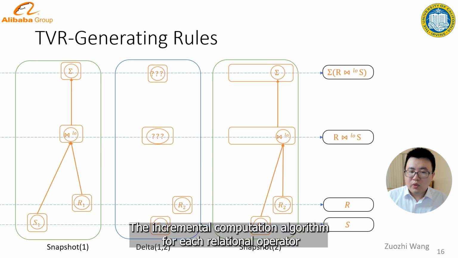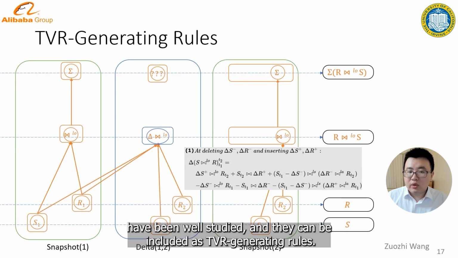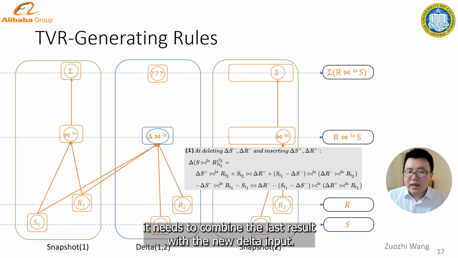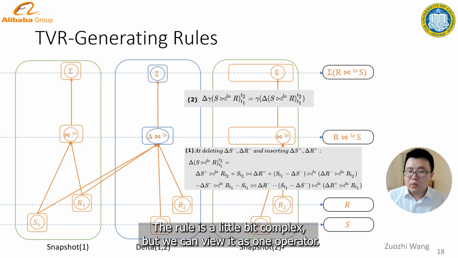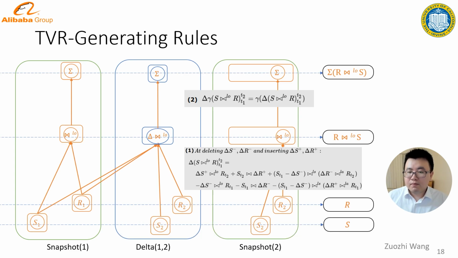The incremental computation algorithm for each relational operator has been well studied, and they can be included as TVR generating rules. For the left outer join operator, it needs to combine the last result with the new delta input. The rule is a little bit complex, but we can view it as one operator. For the sum operator, the rule is to simply apply sum on the delta input again.